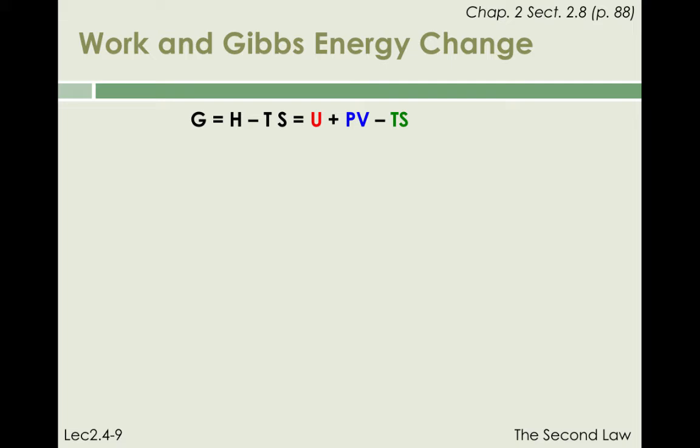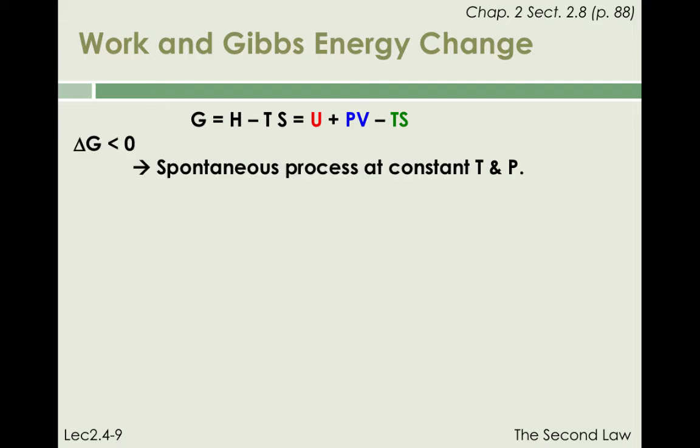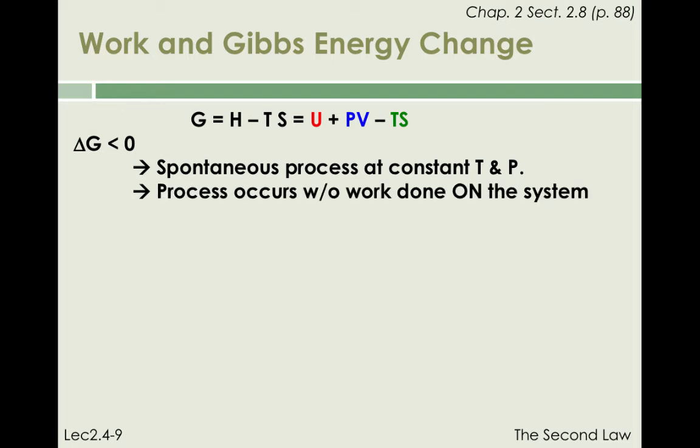To derive the relationship between work and delta G, we start with an expression of G as H minus TS and replace H by U plus PV, so we get G equals U plus PV minus TS. Then we write that we are dealing with a spontaneous isobaric and isothermal process, so we write delta G less than 0. We recall our introduction of spontaneous processes at the beginning of Chapter 2 with the statement that spontaneous processes are processes that can occur without work being done by the surroundings on the system.